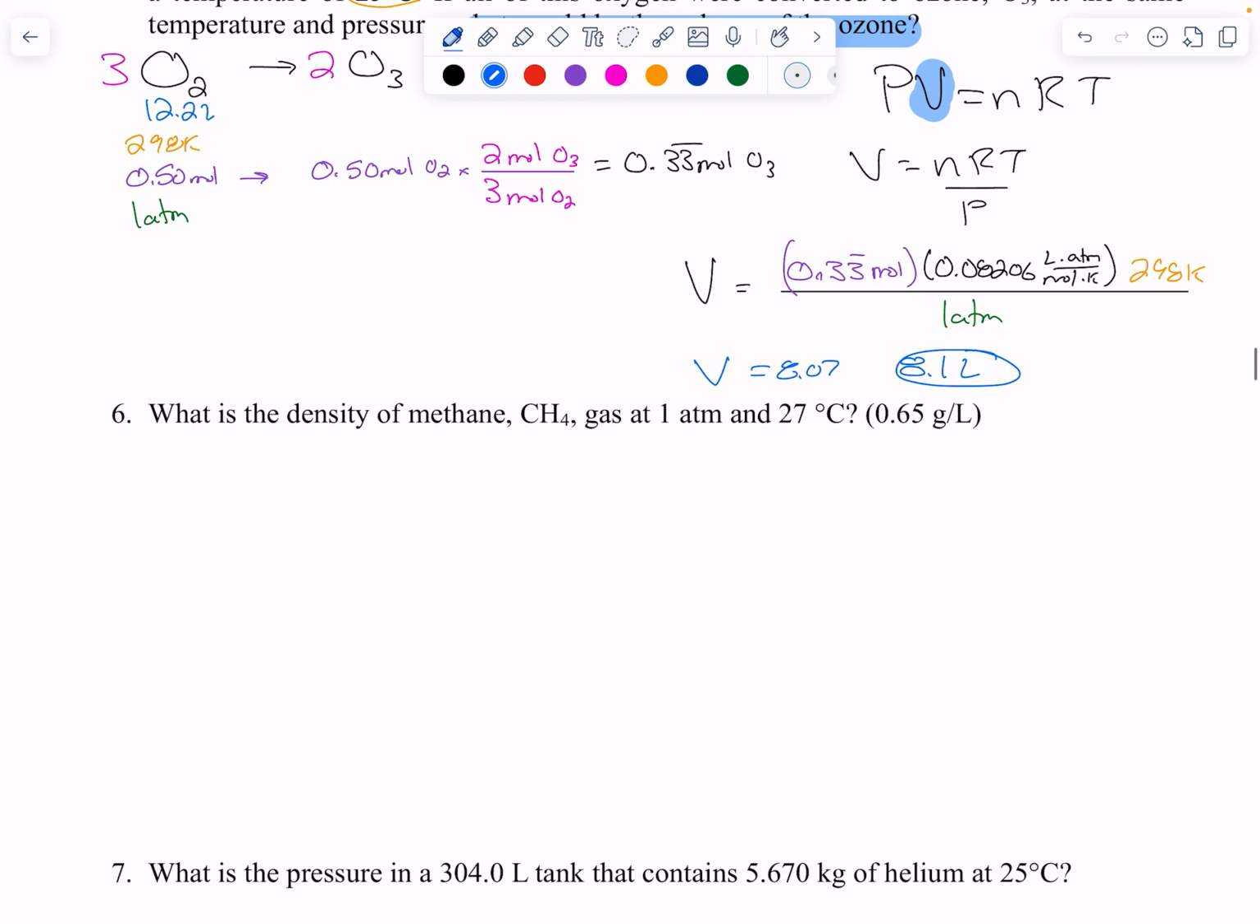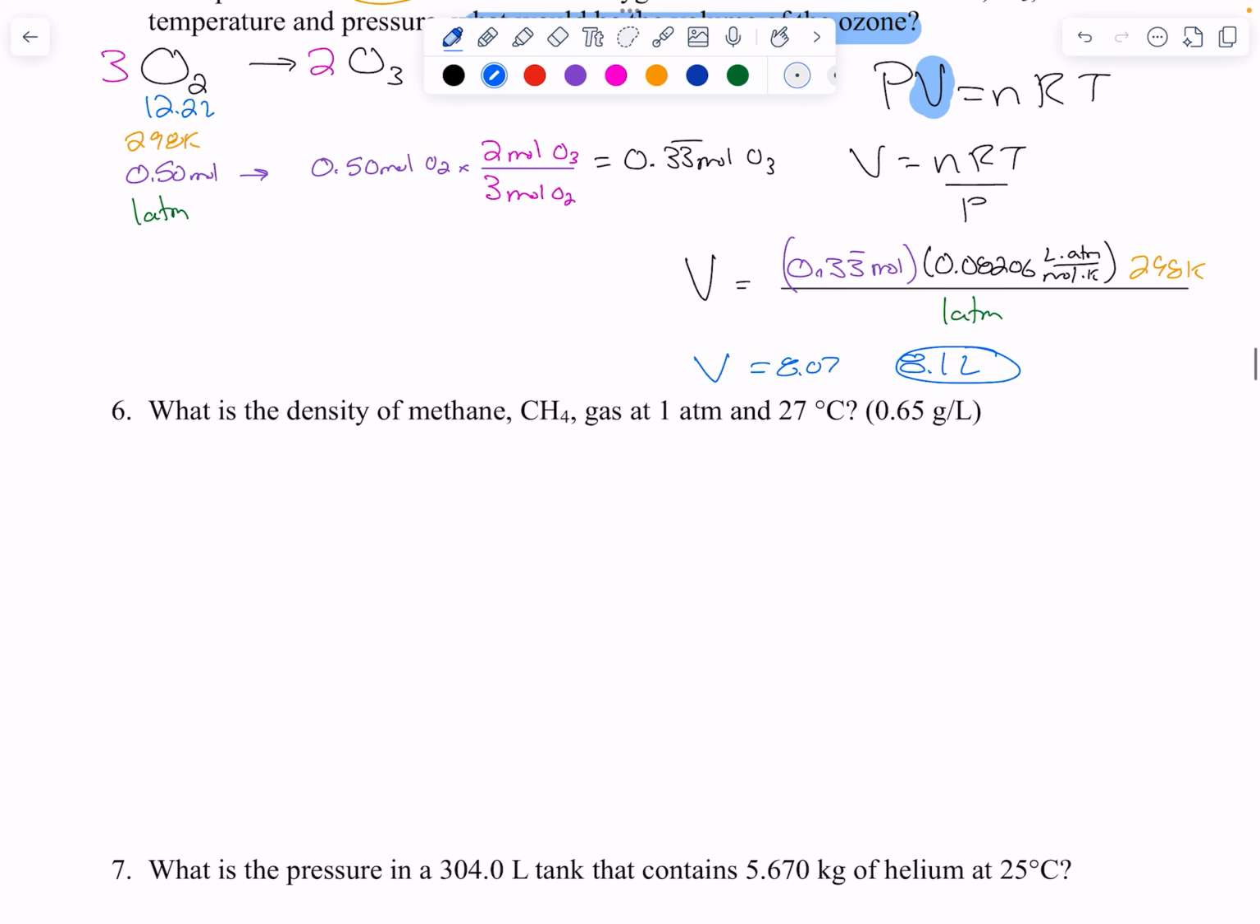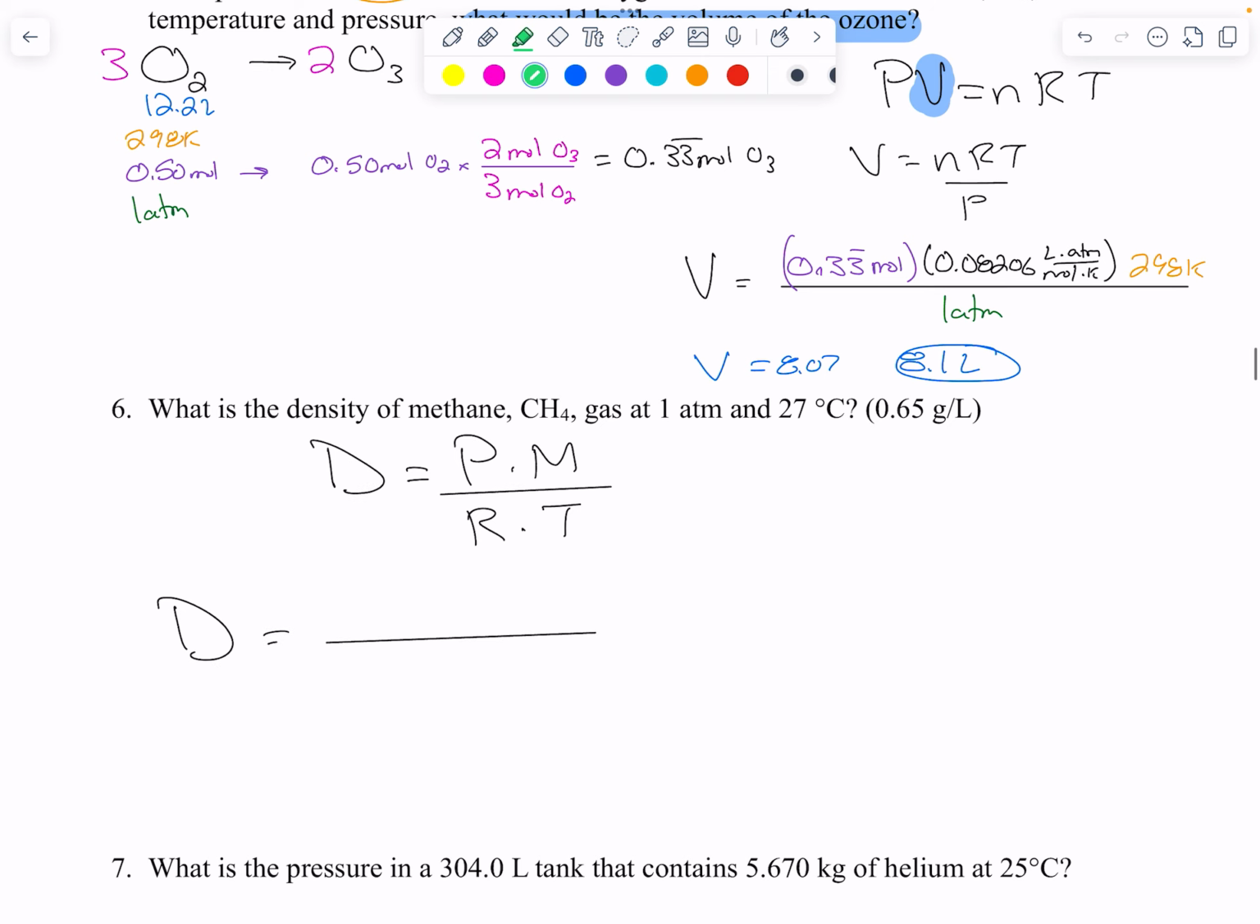Number 6. Oh, density of methane. That's the density one. Oh, I think the answer is right there at 0.65. Let's see if that's the answer. So the density of gas, if you remember, density equals pressure times the molar mass divided by R and T. So the density would equal the pressure. Looks like the pressure is 1 atmosphere.